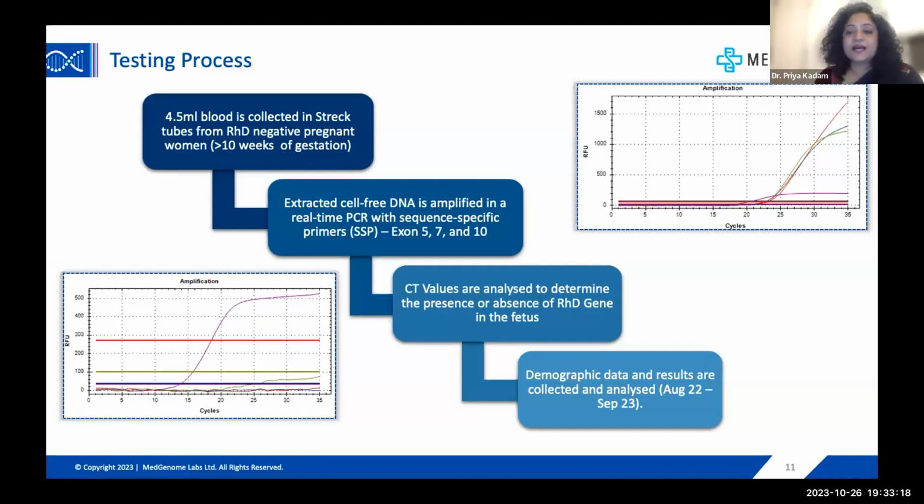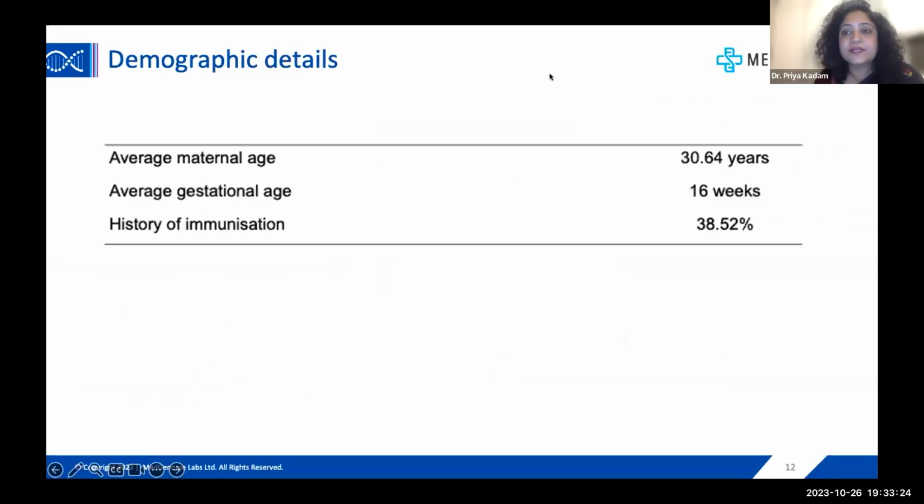So let's look at the demographic data of the samples that we have worked on over the past 1 year. What we have seen is the average maternal age is about 30 years, average gestational age is 16 weeks, and patients with isoimmunization is about 38%.